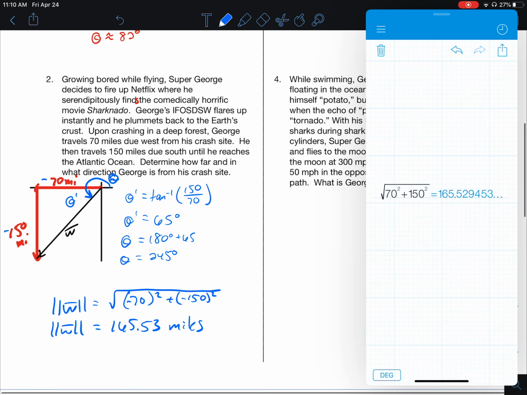If you're asked to write a sentence answer, how far and in what direction is George from the crash site? George is 245 degrees from standard position from the crash site, 165.53 miles. So that's what this resultant vector is right here.